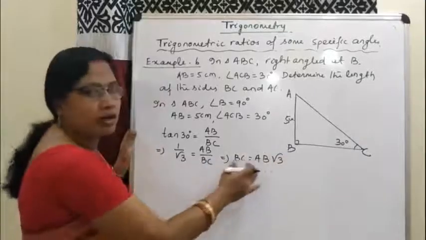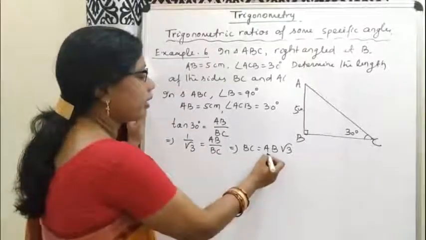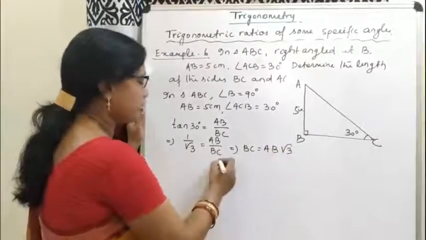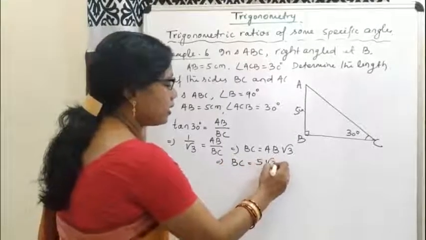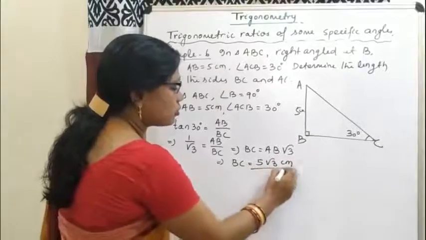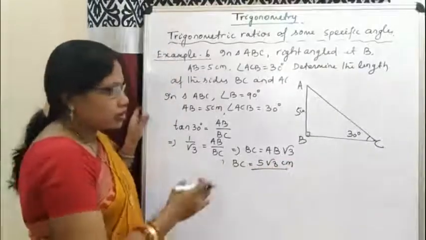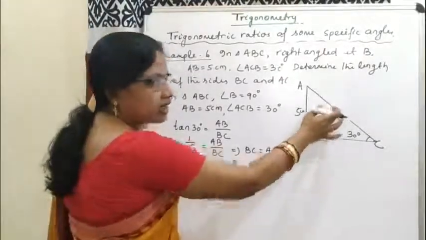So here we got BC. Here AB is given as 5 centimeter, so BC is equal to 5 root 3 centimeter. So we got BC here. Then we have to find AC.